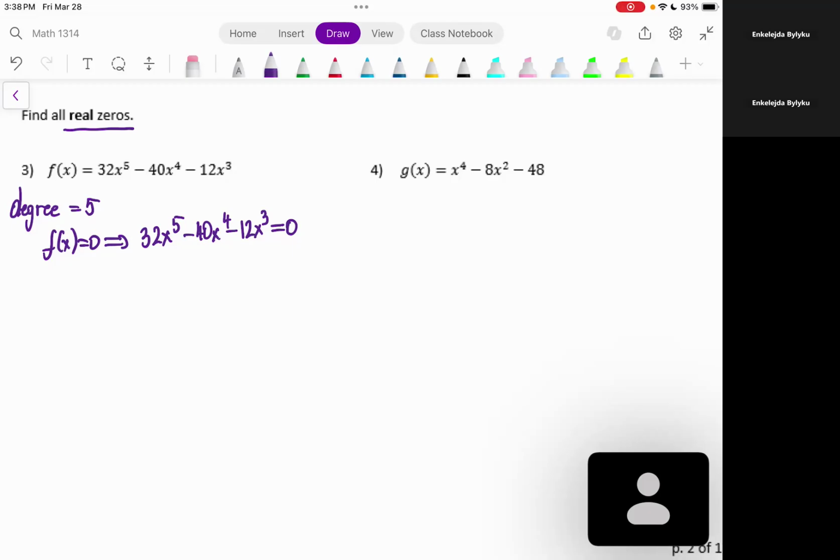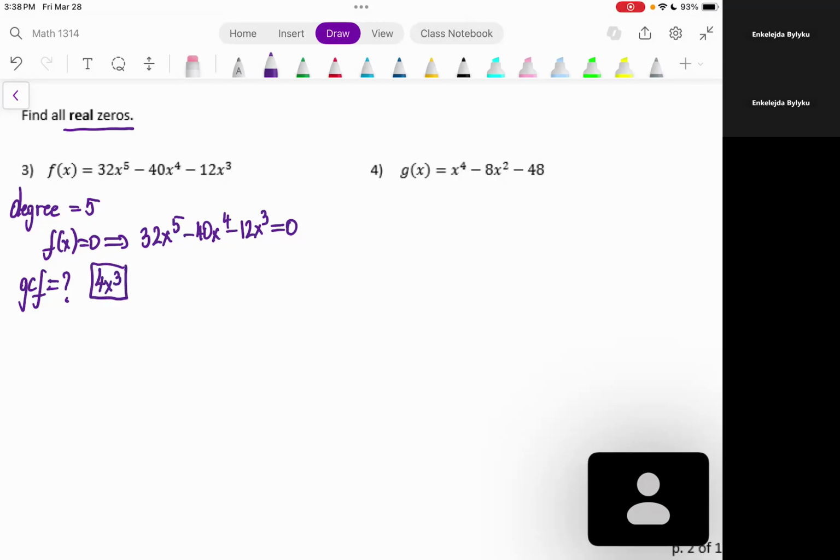So you always need to think of the very first step we always do. Is there a GCF? Is there a greatest common factor for our three terms? They all have x's. The highest degree of x they have is to the third power. And all the coefficients are divisible by 4. So I'm going to say yes. The GCF is 4x to the power of 3.